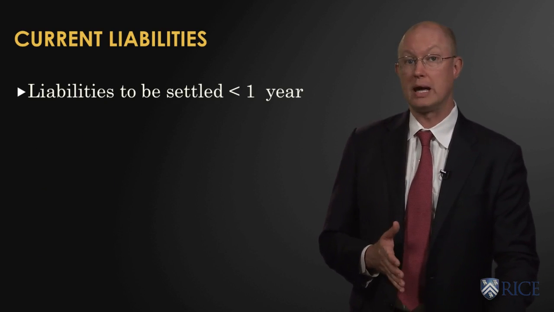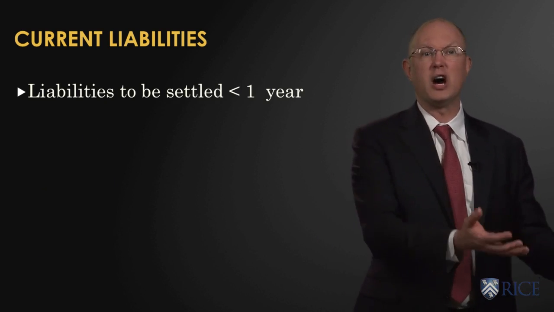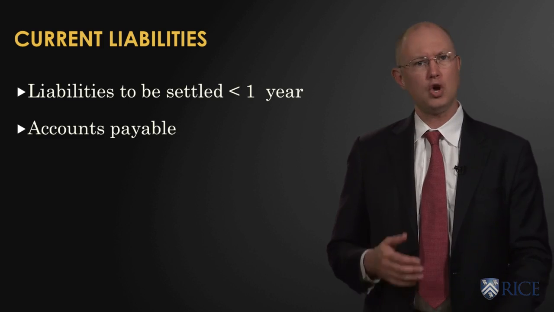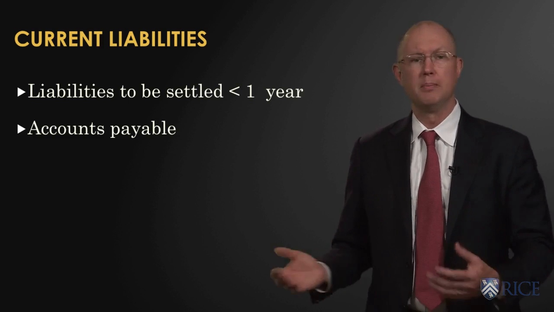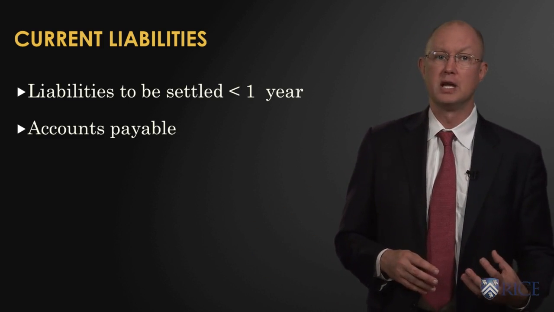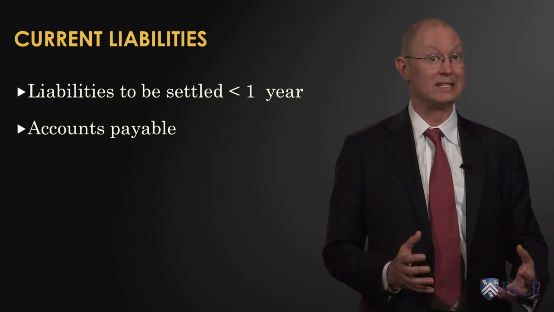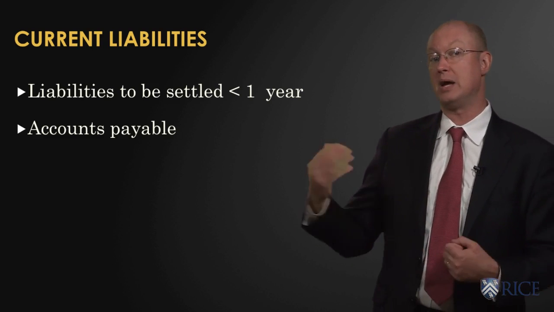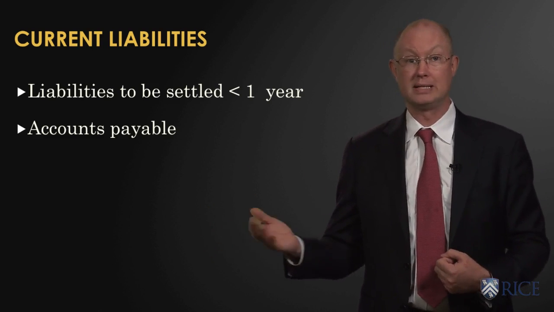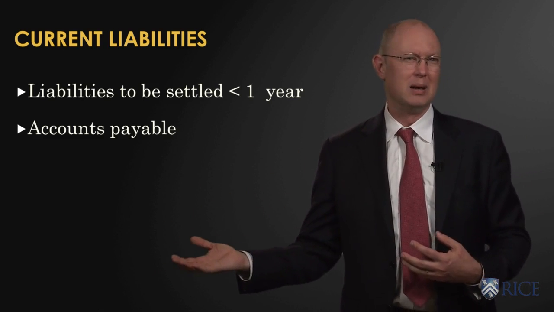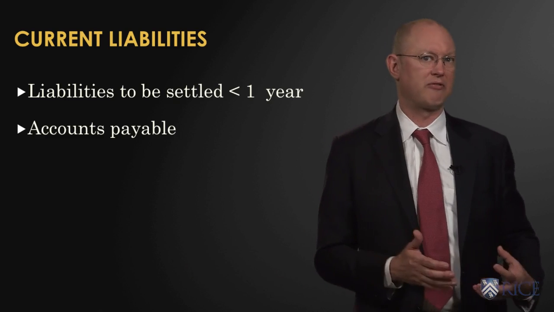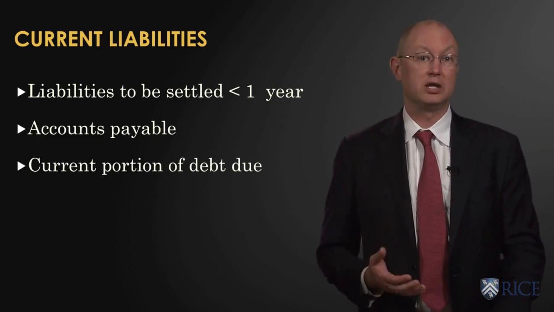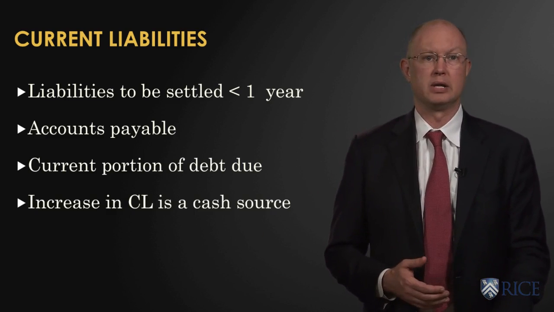Let's talk first about current liabilities. That's stuff that I owe to other people that's due in less than a year. An example might be accounts payable. My suppliers deliver a good or service, but I haven't paid them for it yet, which is nice. It's a liability, money that I owe to somebody, but it's kind of like trade credit, like free money coming in. The current portion of debt that's due within a year is another current liability.